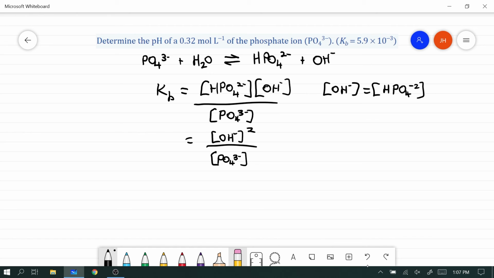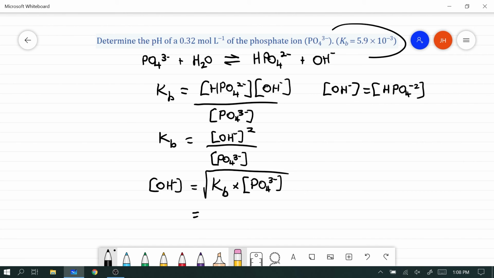Once we've done that, we now need to solve for the hydroxide concentration, because that's the thing that we need to be able to calculate the pH. So let's rearrange for that. Hydroxide ion concentration squared is equal to the Kb value times the phosphate concentration. We can then square root both sides, so I'm just going to remove the square here, put the square root over the top, and then substitute in the values that we have.